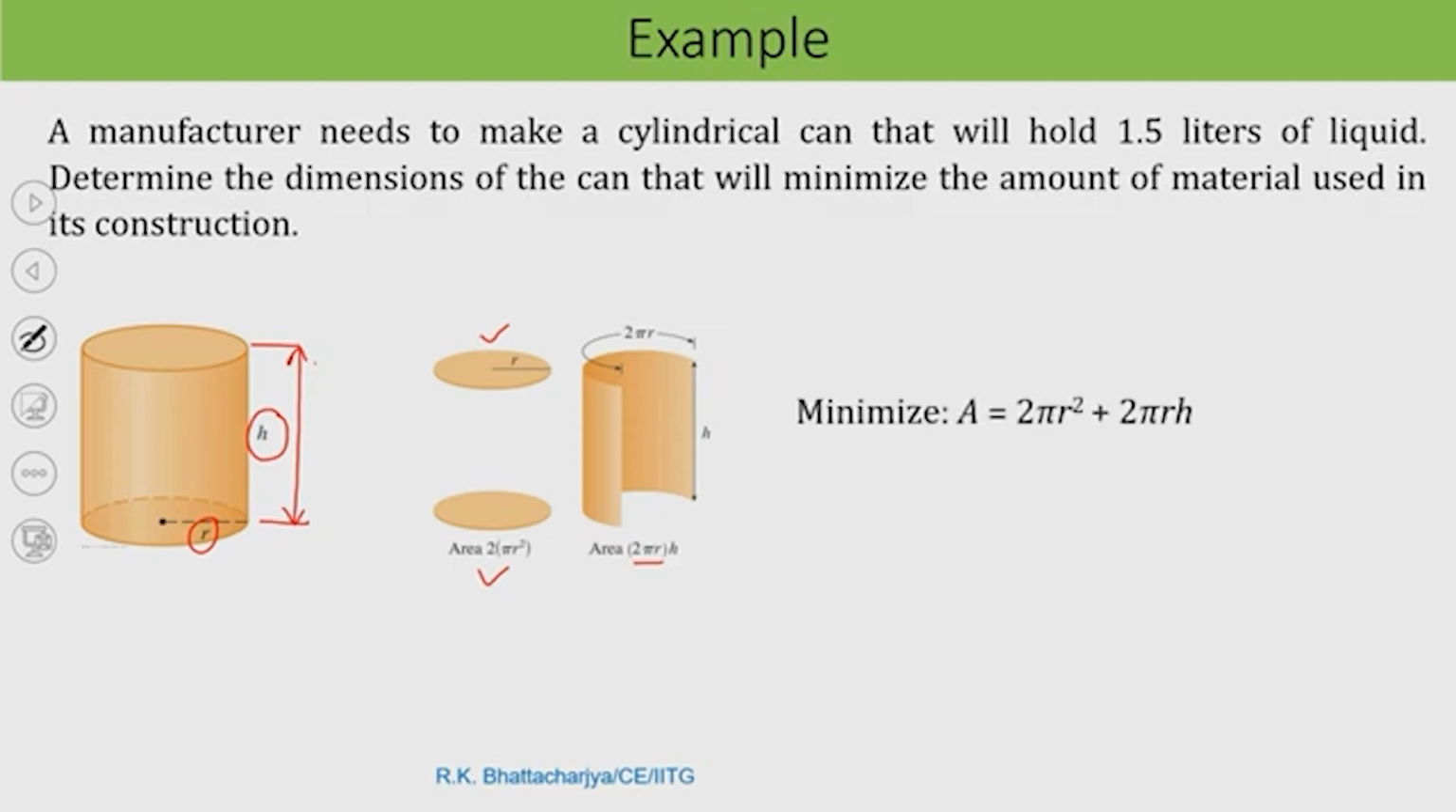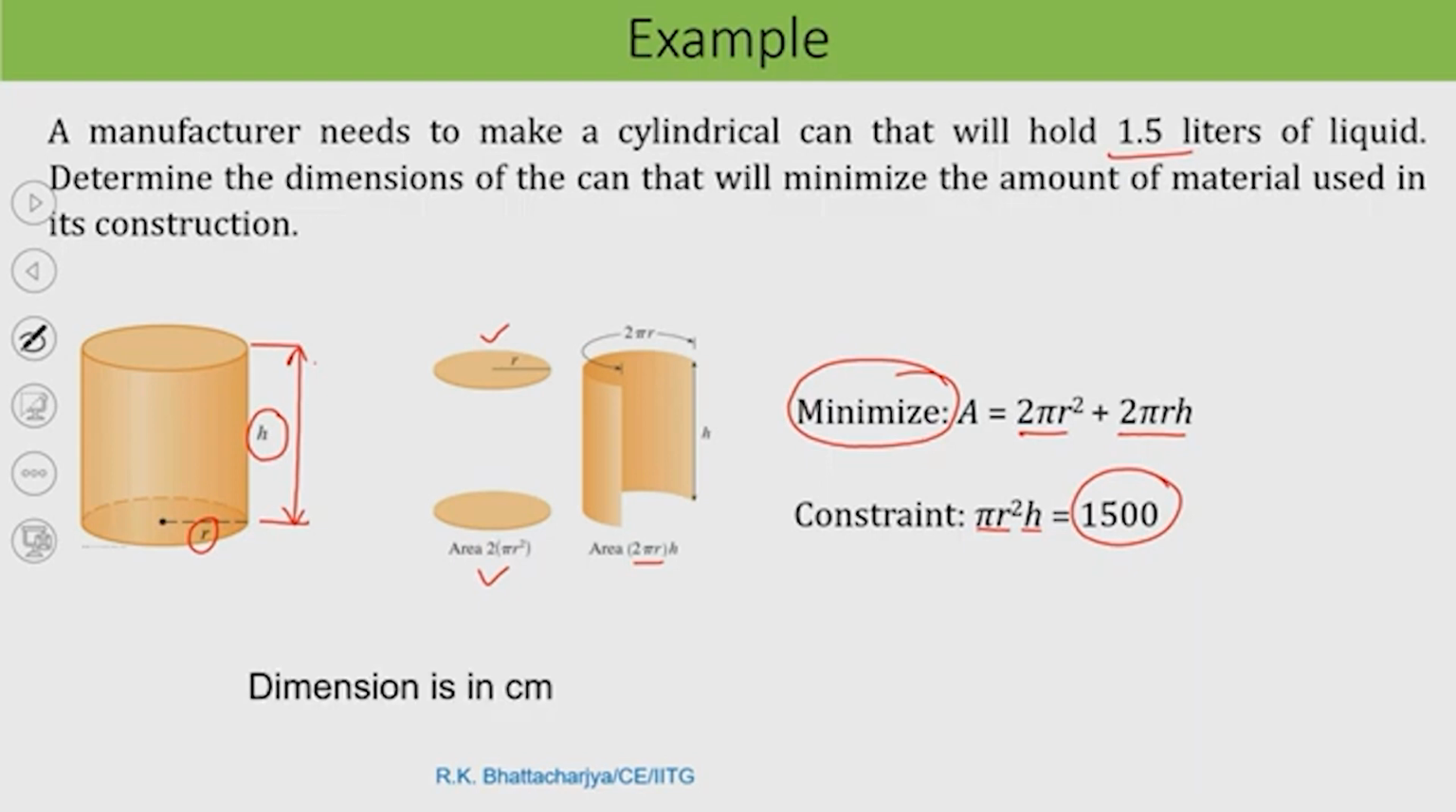So, what is the total material used? This is twice pi r square plus twice pi r h, and what is your objective? I would like to minimize the material cost. So, minimize A equal to twice pi r square plus twice pi r h, and there is a constraint here. What is the constraint? The volume. The volume, pi r square into h, should be equal to 1500. It should be equal to 1.5 liter, and all dimensions are in centimeter.